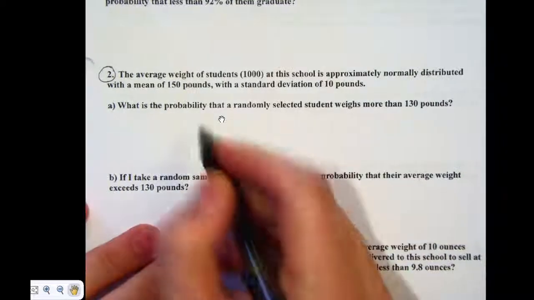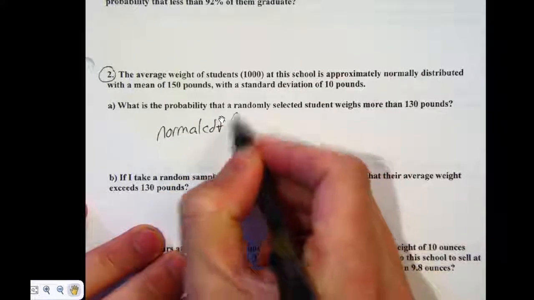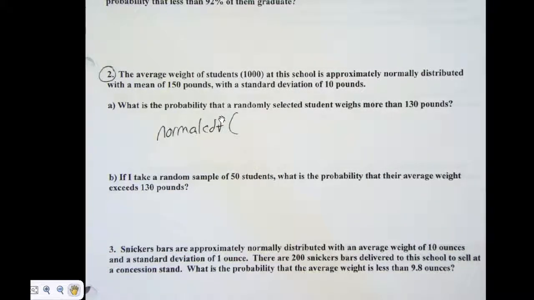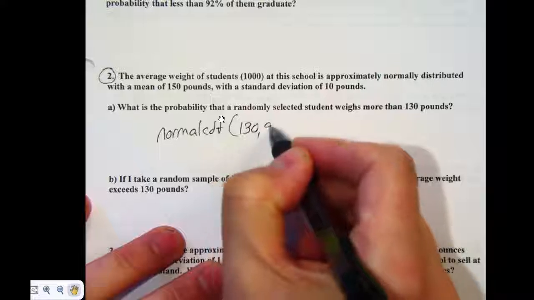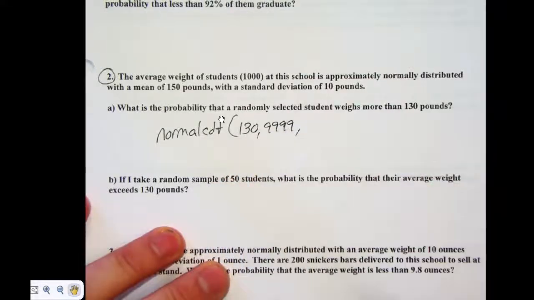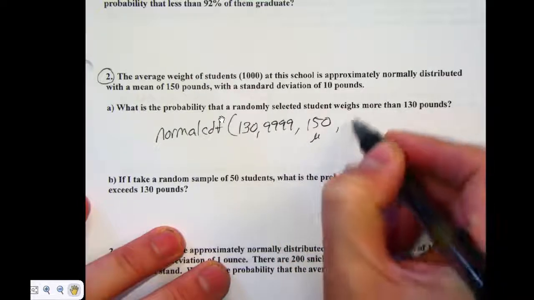Alright, so part A. That is a randomly selected student. So it's one student. So is that a sample? I mean, if you want to say it's a sample of one, you can. But I would probably just say it's not a sample. Either way, I'm going to go 130, 999. The mean is 150. The standard deviation is 10.